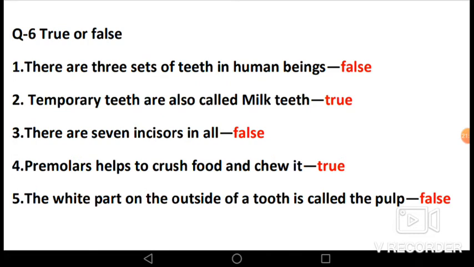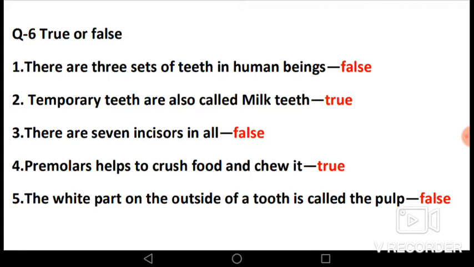Now let's revise true or false. First statement, there are 3 sets of teeth in a human being. This statement is false because there are 2 sets of teeth, primary teeth and permanent teeth.